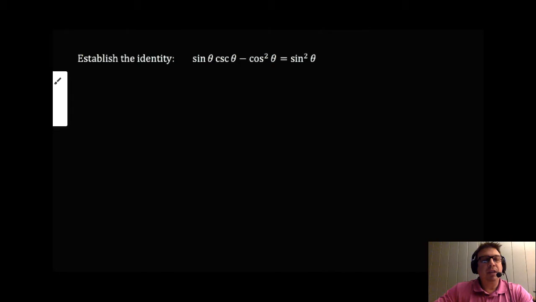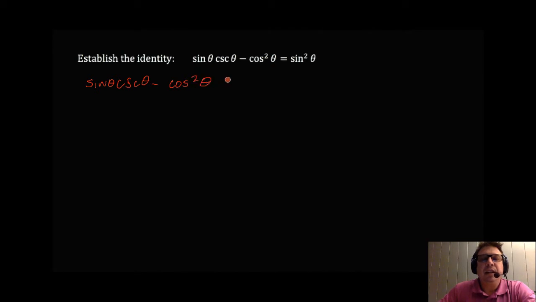So we'll just go ahead and get started right off the bat with the first example. The first thing to do is to rewrite the left-hand side of the equation. So I've got sine theta cosecant theta minus cosine squared theta. Eventually, we want it to equal this. But when establishing an identity, I can only work with one side. So as a rule of thumb, you're going to work with the side that has the most opportunities for you to make adjustments.